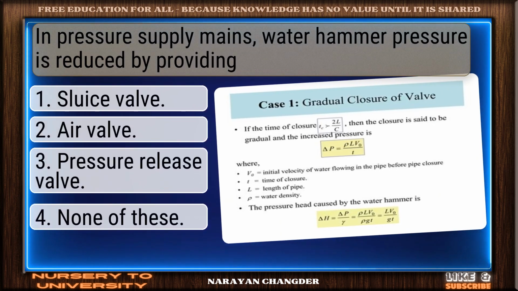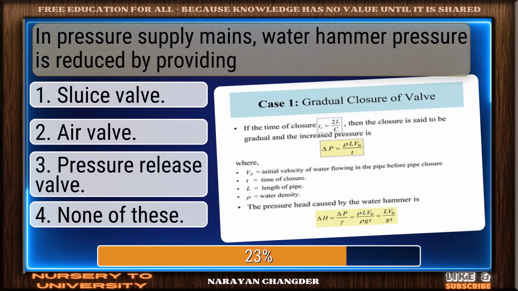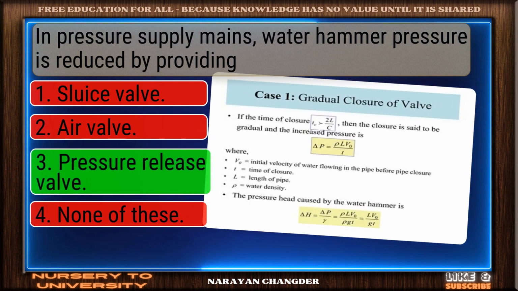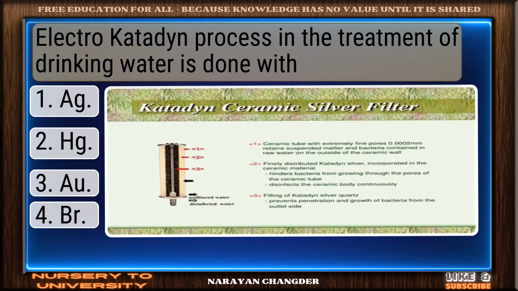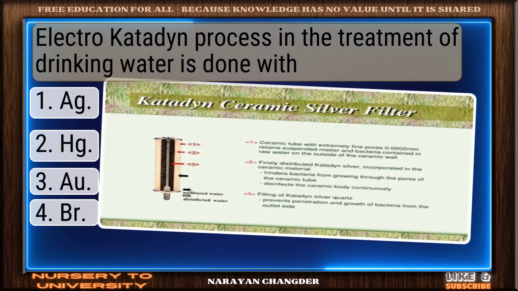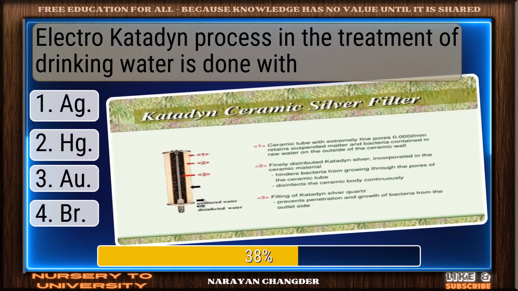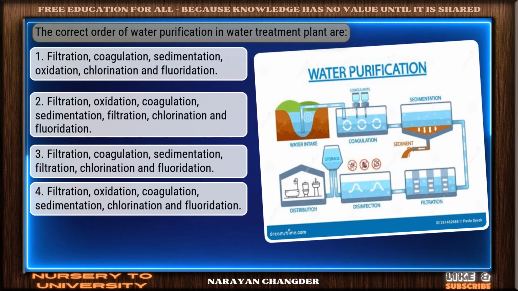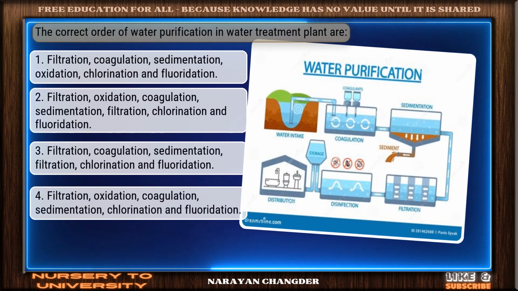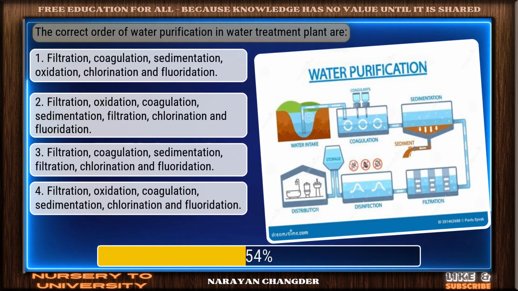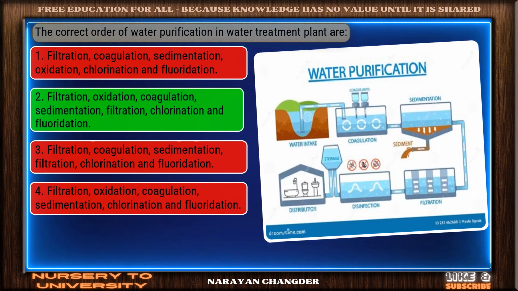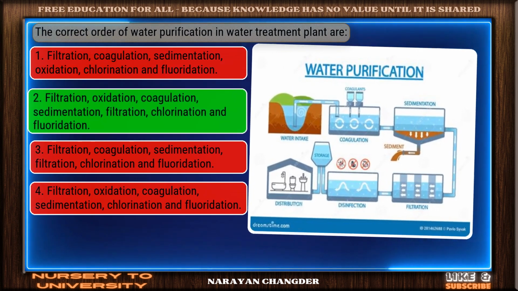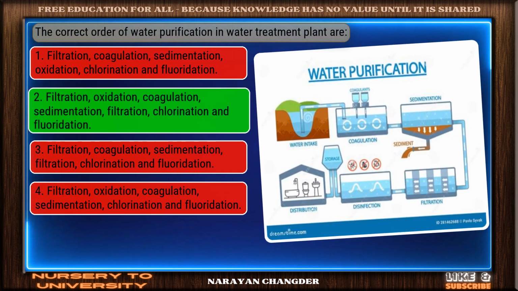In pressure supply mains, water hammer pressure is reduced by providing. Well picked. Pressure release valve is the correct answer. Electrocoagulation process in the treatment of drinking water is done with. Good job. Your answer, AG, works well here. The correct order of water purification in a water treatment plant is. Nice selection. Oxidation, coagulation, sedimentation, filtration, chlorination, and fluoridation is the correct and valid answer.